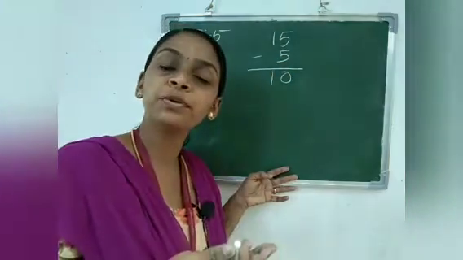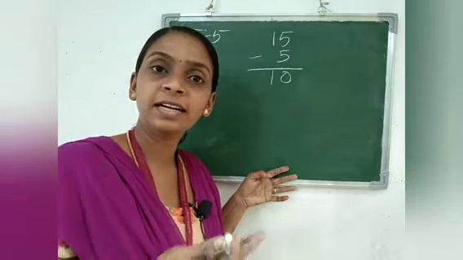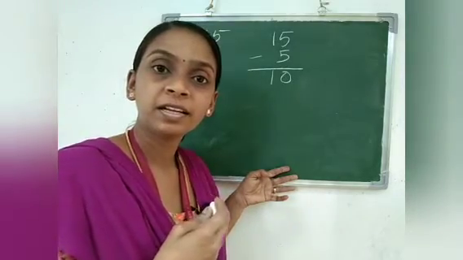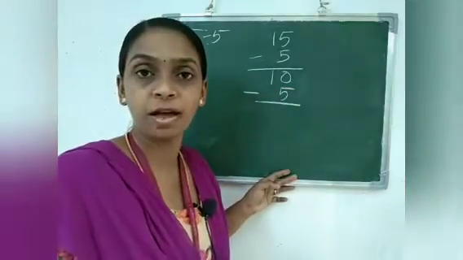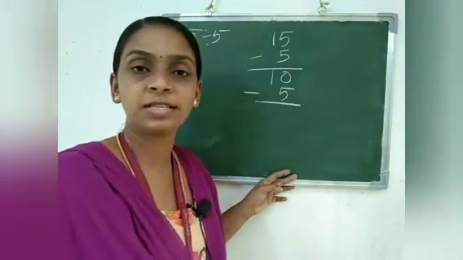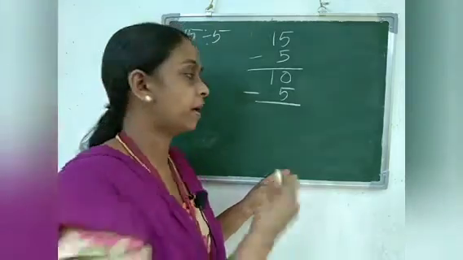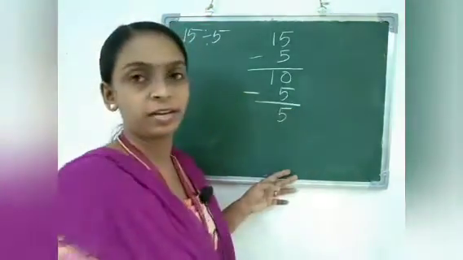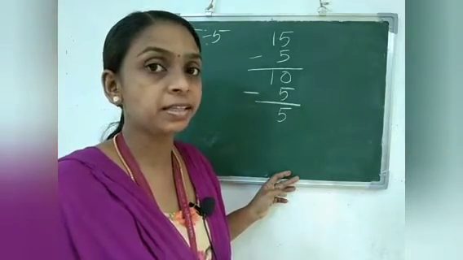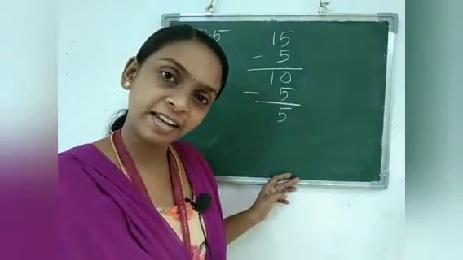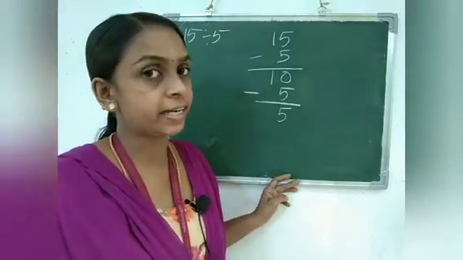So again we have to subtract 10 by which number? Yes, 10 minus 5. What is 10 minus 5? 10 minus 5 is 5. Next, we didn't get to 0. I told you we have to repeat this subtraction method until we get to 0.